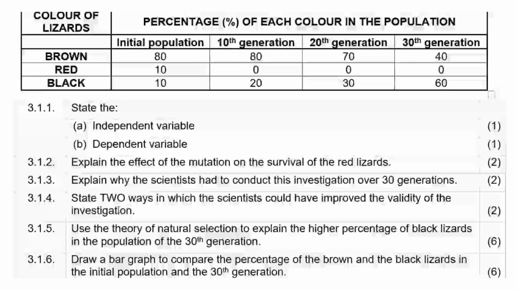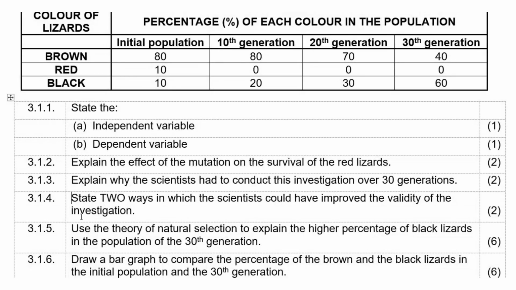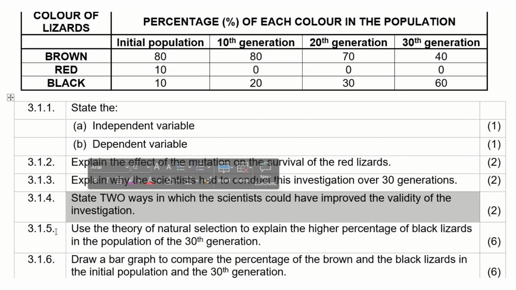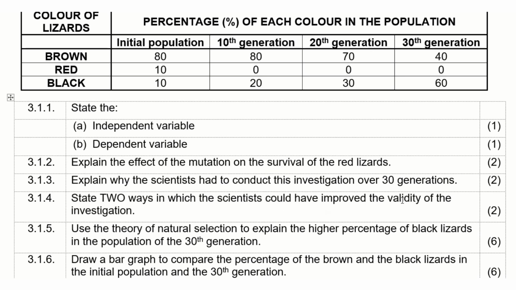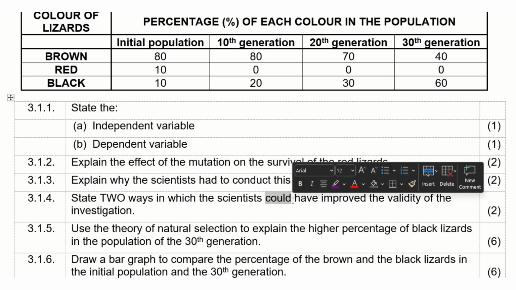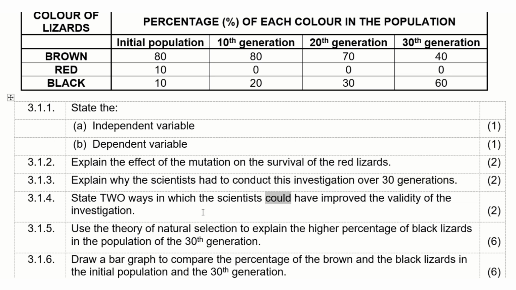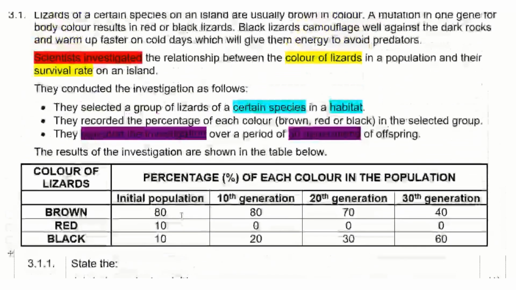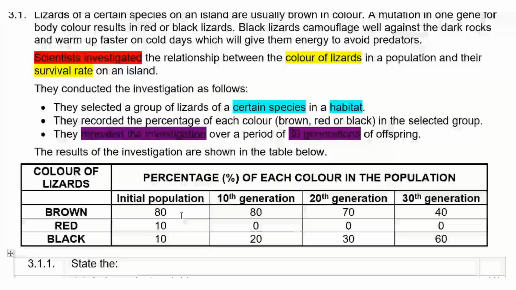Then the next question is, state two ways in which scientists could have improved the validity of the investigation. So this is the next type of question that you oftentimes get, having to do with validity. And in this case, they ask what could they have done? So not what did they already do, what could they have done? Again, we'll have to go back to the investigation and see what they did.